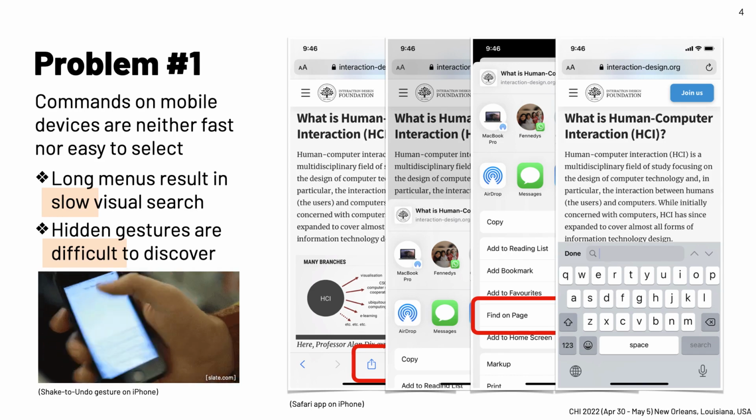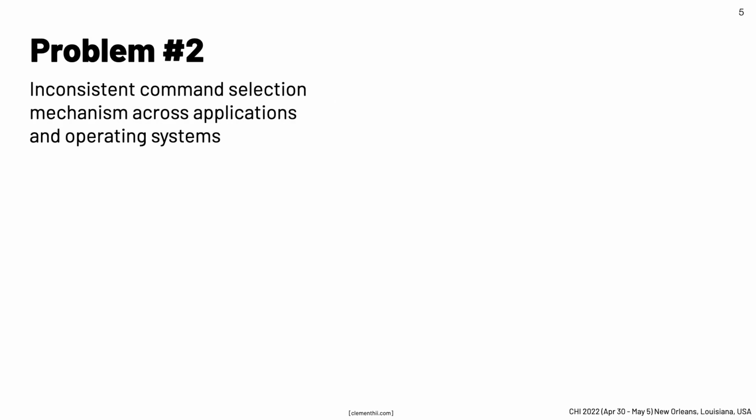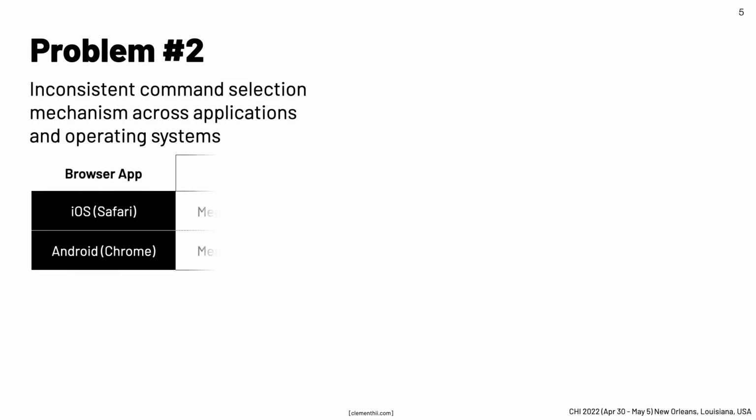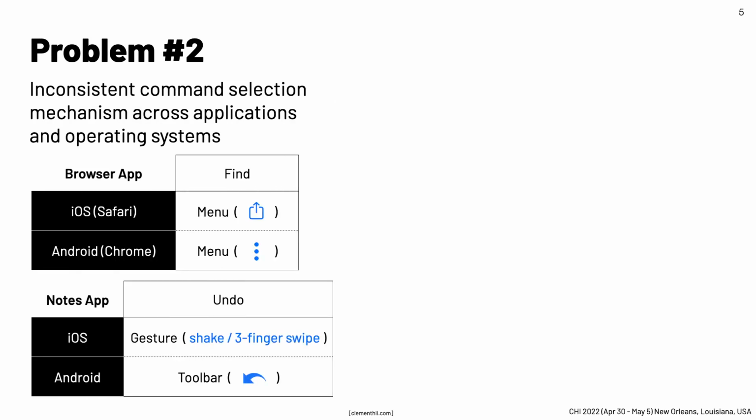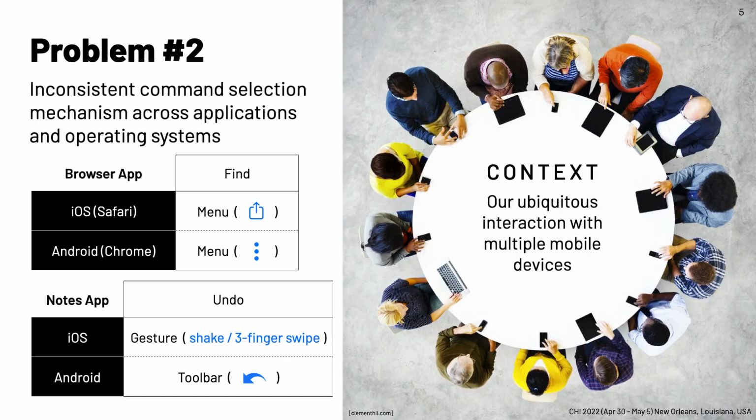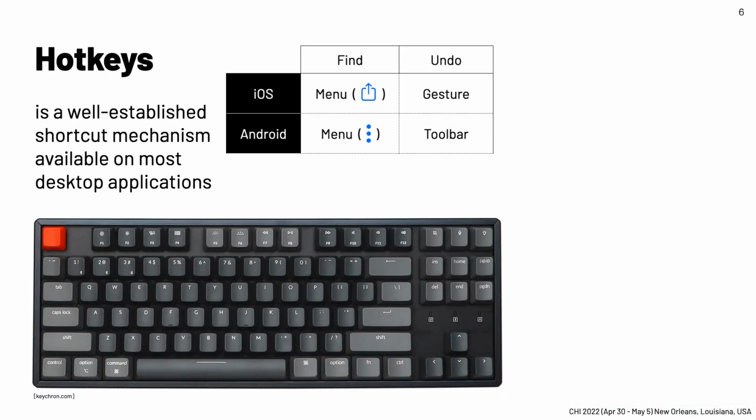The bigger problem we have to acknowledge is that there is a lack of consistency across applications and OS. For the same find and undo command, users have to look for different menu icons or invoke the shaking gesture. This is a problem because, especially in today's context where we often interact with multiple devices, inconsistent mechanisms force users to constantly adjust their techniques as they switch between devices. Hotkeys, on the other hand, are well established and unified.